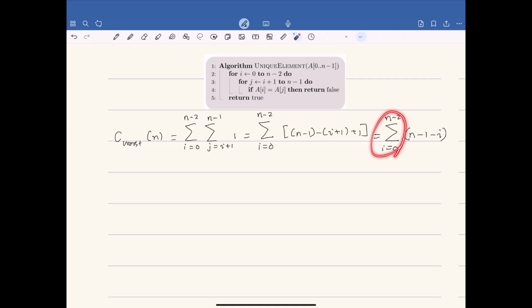We will distribute the summation over this expression. And this is equal to summation i goes from 0 up to n minus 2 of n minus 1, minus summation of i goes from 0 up to n minus 2 of i. Now in the first summation, n minus 1 does not depend on i, so we can take it outside the summation. And in the second summation, this is an arithmetic sequence, so we can make it start from 1 instead of starting from 0, because adding 0 to the summation will not affect the final result.